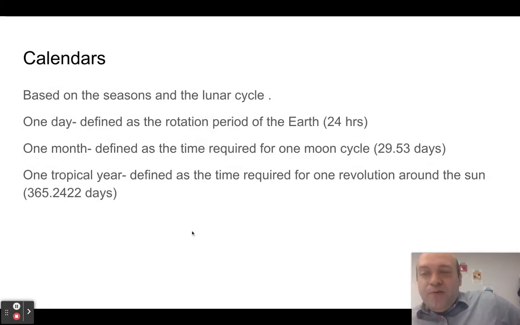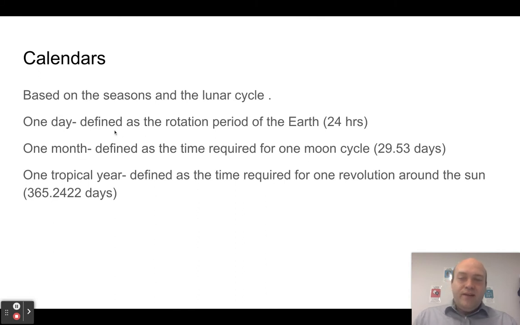So if we move into calendars, calendars have been around since ancient times. Back then, they were always based off of just the seasons or the lunar cycle, or looking at the stars, and so there was a lot of variance there. There wasn't a lot of standardization. Obviously, every civilization had its own way of measuring the seasons, usually based off the length of the day. So let's talk about calendars. We want to define some of these.